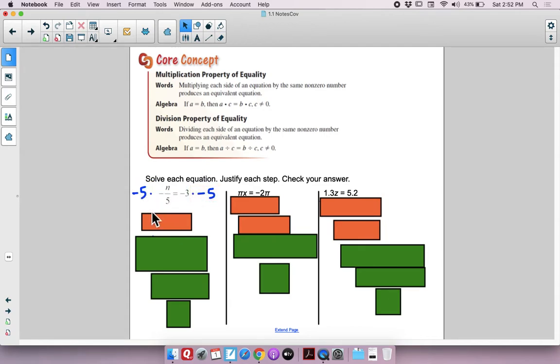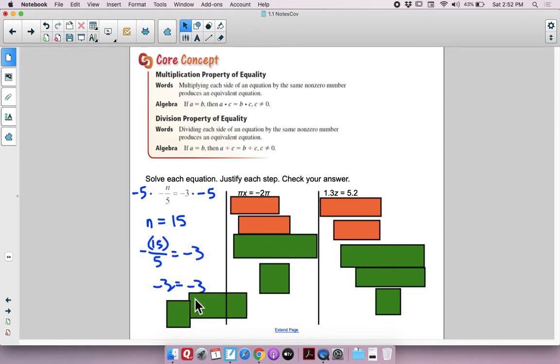And these would cancel, right? This is like negative 5 over 1. So we're left with positive n because we have two negatives multiplied together. And over here, negative 3 times negative 5 is 15. So n equals 15. Plug it in and check.